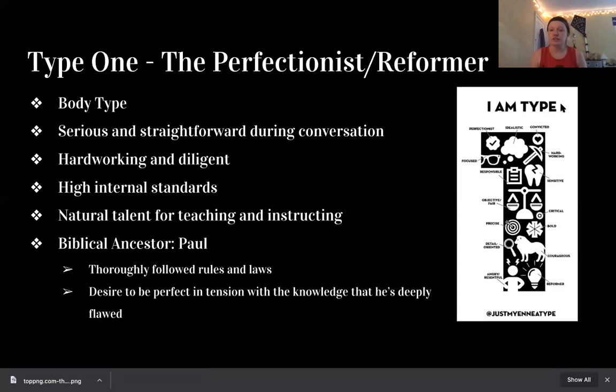and each Enneagram type is either a head type, a heart type, or a body type. Body types go with their gut instinctual feeling. Head types look at things more analytically, like to think through things before they go into them. And heart types really lead with their emotions. So type 1, or the perfectionist or reformer, is a body type.